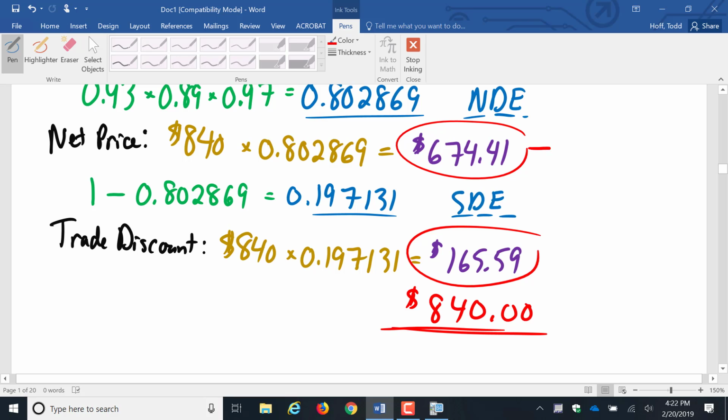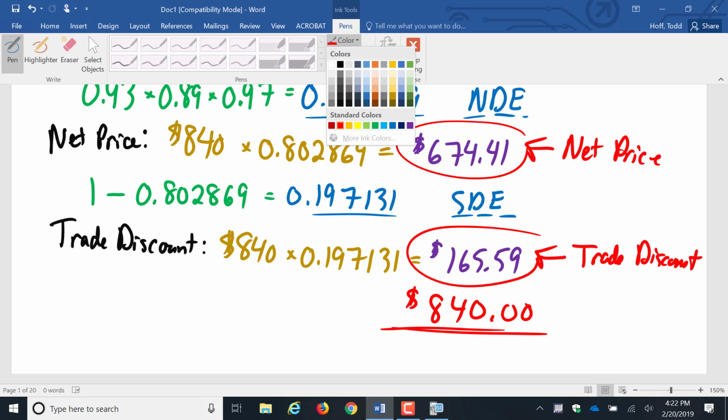So that is telling us this is our net price, $674.41, and our trade discount of $165.59. So that is how trade discounts work. Our next little video will be on invoicing and terms of sale.